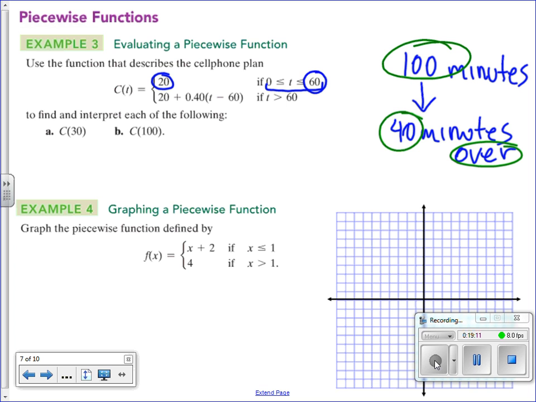Okay. So because of that, you guys see this function here? All right, so that's a piecewise function, right? We have it separated into two pieces. So the first one is pretty easy. If your minutes are from 0 to 60, you only pay $20. Plus tax, of course. But if you go over, you get charged. And this little part here, that's where they subtract the minutes from the 60 that you're allowed to use.